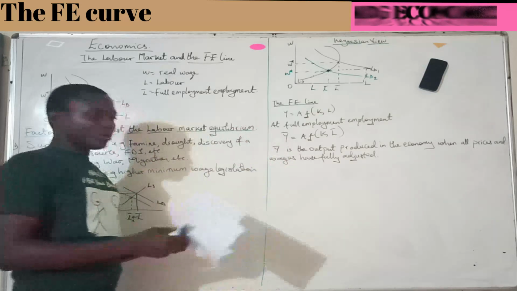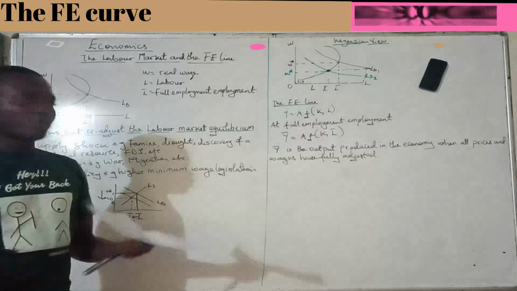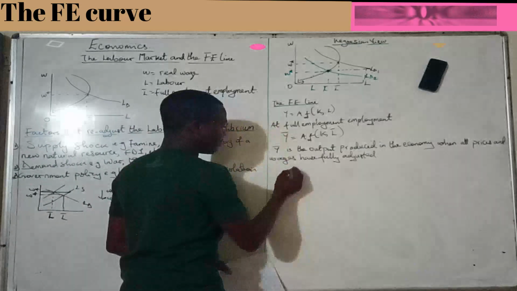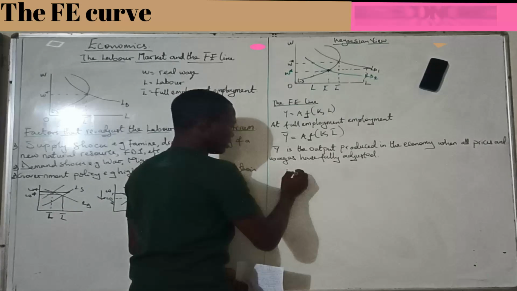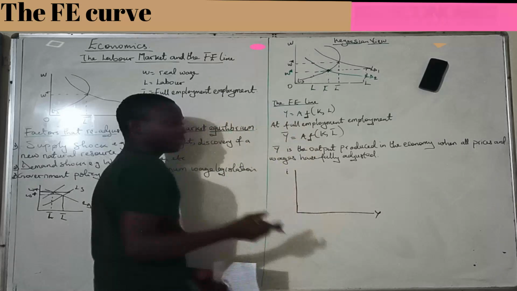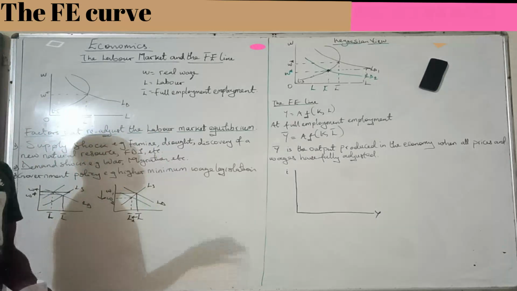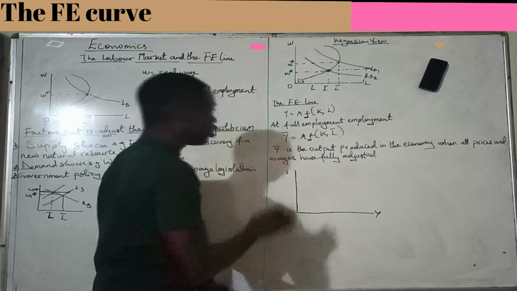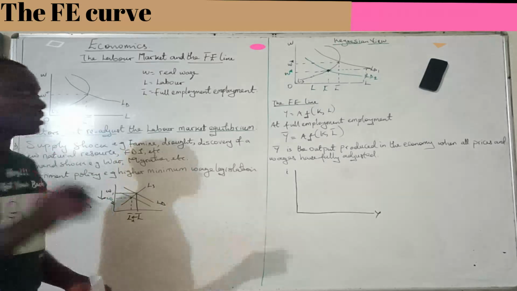Now, if you recall, how did we derive the ISLM model? We had interest rate on the vertical axis, and then we have output on the horizontal axis. For the IS curve, for example, every point on the IS curve is a point where the goods market is at equilibrium. So here, every point on the FE line is going to be a point where the labor market is at equilibrium.